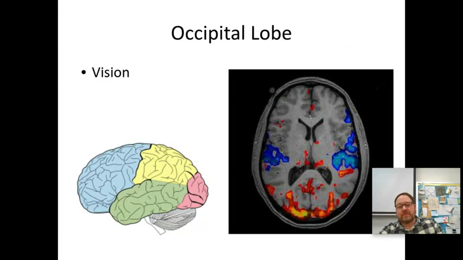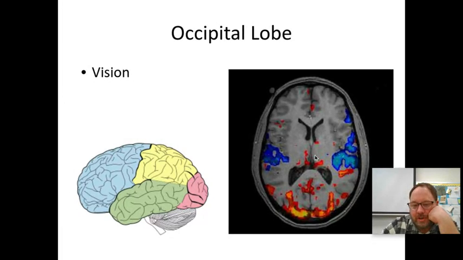Now, one area where information is made sense of far from the sensors is our occipital lobe. And the occipital lobe in the back of the brain is where we integrate visual stimuli that have been detected by the eyes, and we make sense of that.